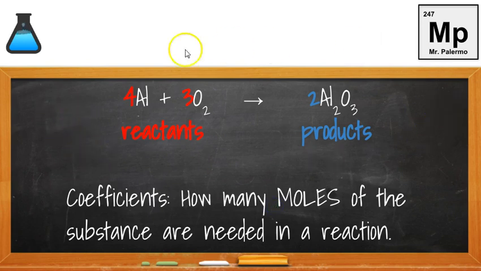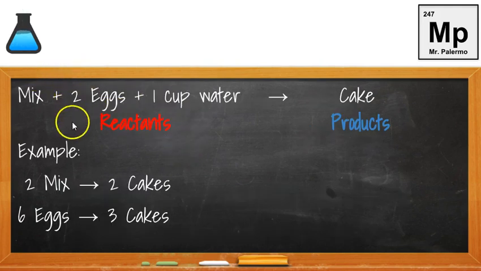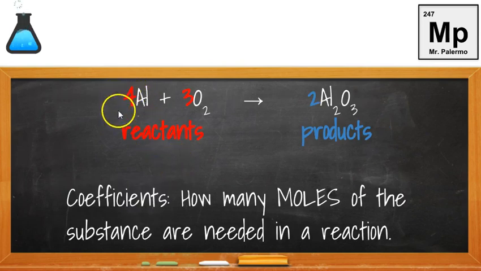So in a chemical reaction, it's the same thing. The big numbers out front, instead of being the amount of eggs or a cup of water, represent how many moles of that substance are required. So for the reactant side, our ingredients, we need 4 moles of aluminum and 3 moles of oxygen, and that's going to yield or produce 2 moles of aluminum oxide. So these coefficients tell us how many moles of the substance are needed in this reaction.